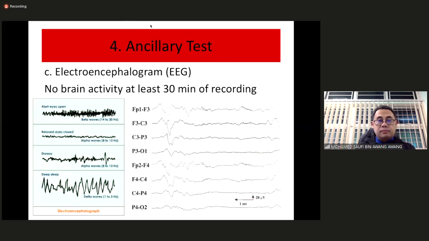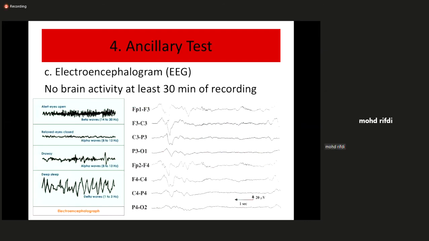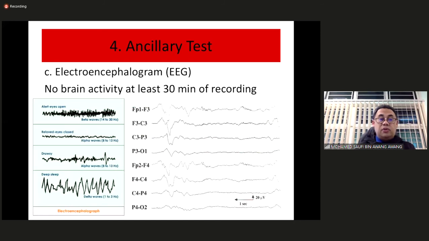Okay. EEG, as I mentioned just now, right? So for EEG, if you talk to the electrophysiologist, usually if you request for brain death, there's a set mode, you have to use the brain death mode. Because then you see whether there's still any brain activity or not, to decide whether the brain activity is present or absent.